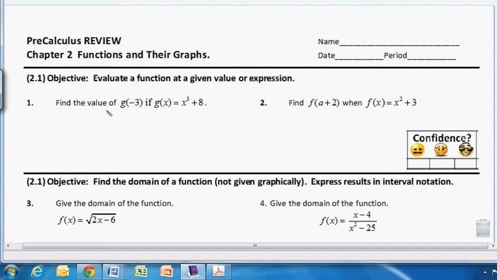Pre-Calc. This is Miss Tyler, and we're going to go over the Chapter 2 review together. Okay, so we want to start with number 1.